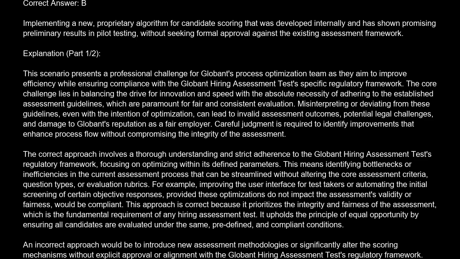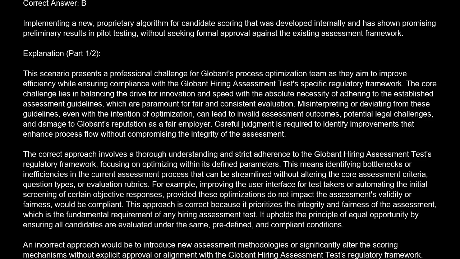This means identifying bottlenecks or inefficiencies in the current assessment process that can be streamlined without altering the core assessment criteria, question types, or evaluation rubrics. For example, improving the user interface for test takers or automating the initial screening of certain objective responses, provided these optimizations do not impact the assessment's validity or fairness, would be compliant.